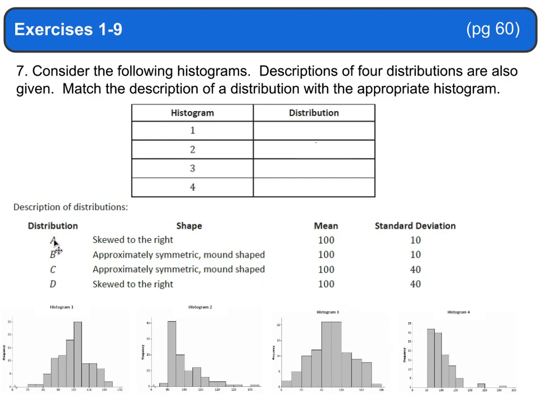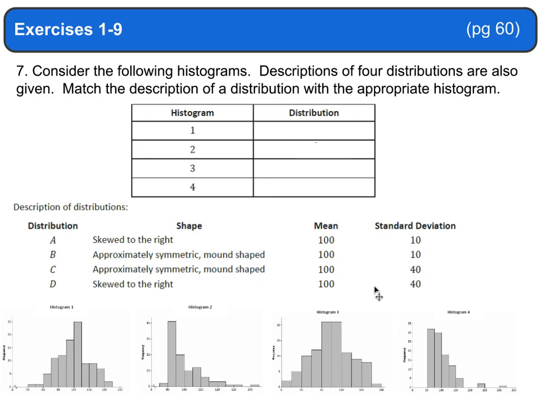And we have the distribution A, which is skewed to the right, a mean of 100, and a standard deviation of 10. B, approximately symmetric, mound-shaped, a mean of 100, standard deviation of 10, and then you can continue to read C and then D on your own. This is pretty much a matching to figure out which one, A, B, C, and D, matches which histogram 1, 2, 3, and 4.